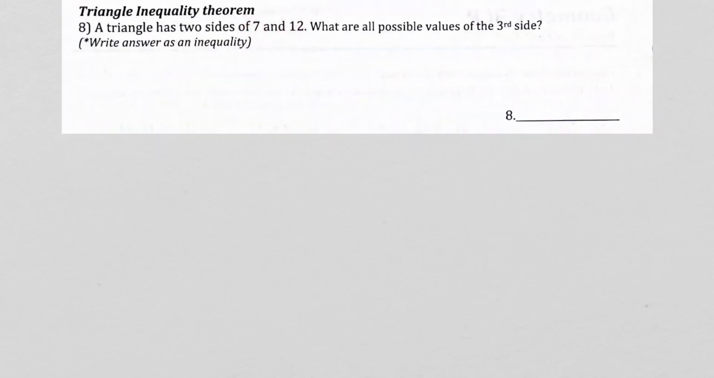If these are the two sides, the smallest the third side can be is the difference between these, which is 5. The largest it can be is the sum of those two sides, which is 19. And it can be anywhere in between that. So we write that like this. In other words, x is somewhere in between 5 and 19, but not including 5 or 19.